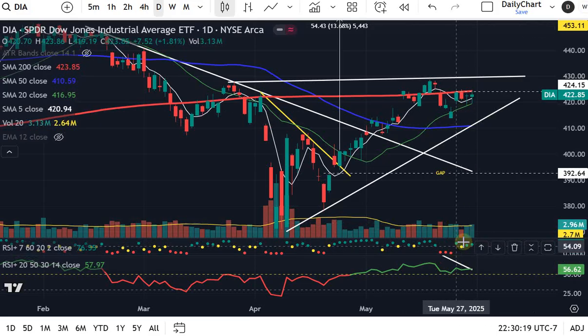Usually I wait for the first green dot here for the setup, and then the confirmation where it breaks up higher. So in this case it's already happened, so that has passed.